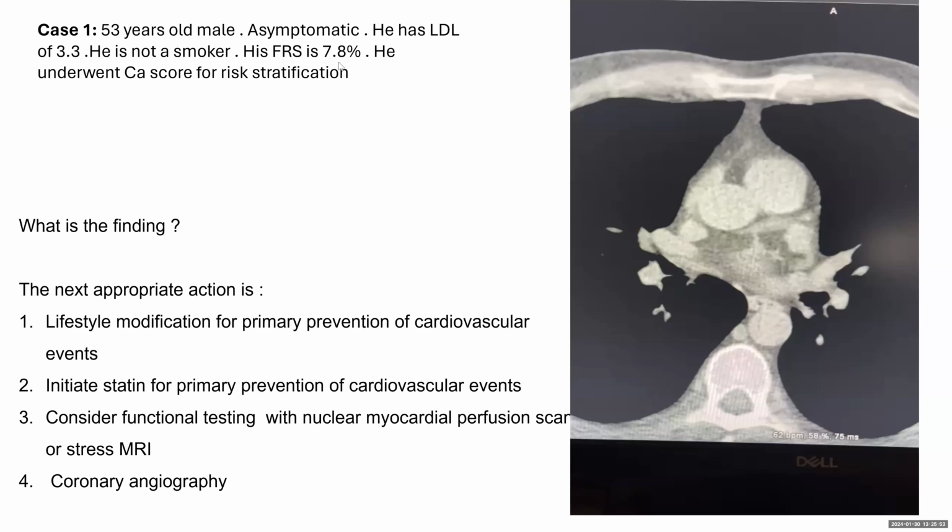The next question is, the next appropriate action in this case is lifestyle modification for primary prevention of cardiovascular events, or initiation of statin for primary prevention of cardiovascular events. Consider functional testing with a nuclear myocardial perfusion scan or stress MRI, or send the patient for coronary angiography. You can use the chat if you want to put what you vote for.